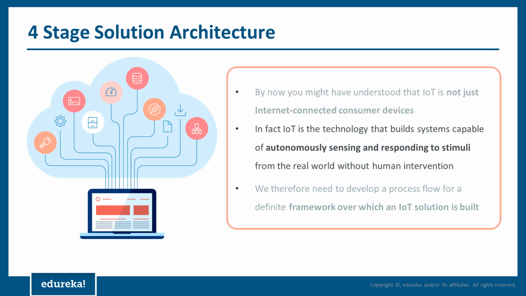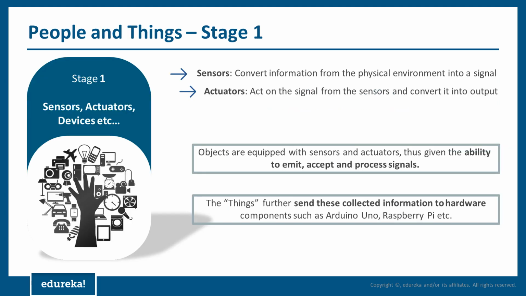Correct? Google Maps. Automatically, without me knowing, the sensors in my phone are sending data to Google Cloud. And Google is collecting the data and responding to it in a dynamic way by updating my maps accordingly, based on multiple cars in the same location sending traffic information. Correct? So autonomously sensing and responding to stimuli from the real world without human intervention. A beautiful example of IoT is Google Maps. We therefore need to develop a process flow for a definite framework over which an IoT solution is built. So in stage one, we have something called sensors and actuators. These are little technical terms.